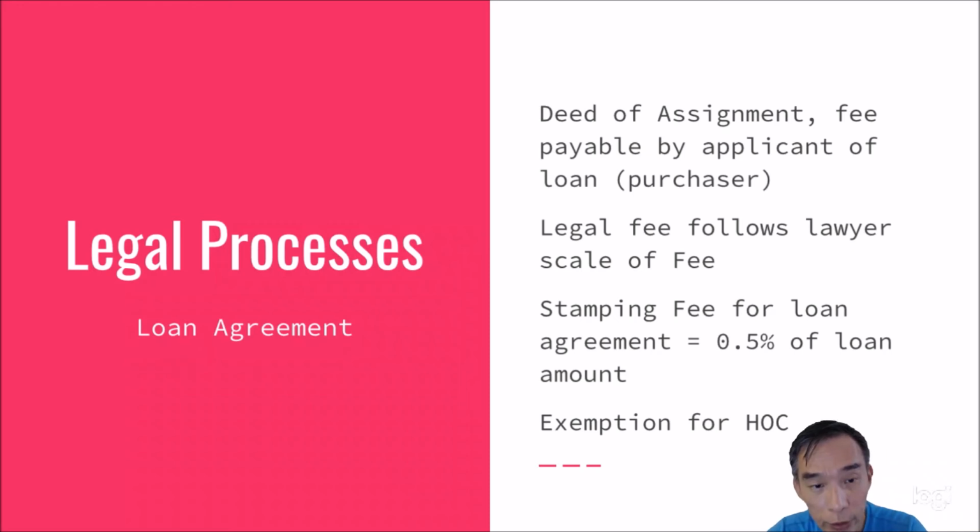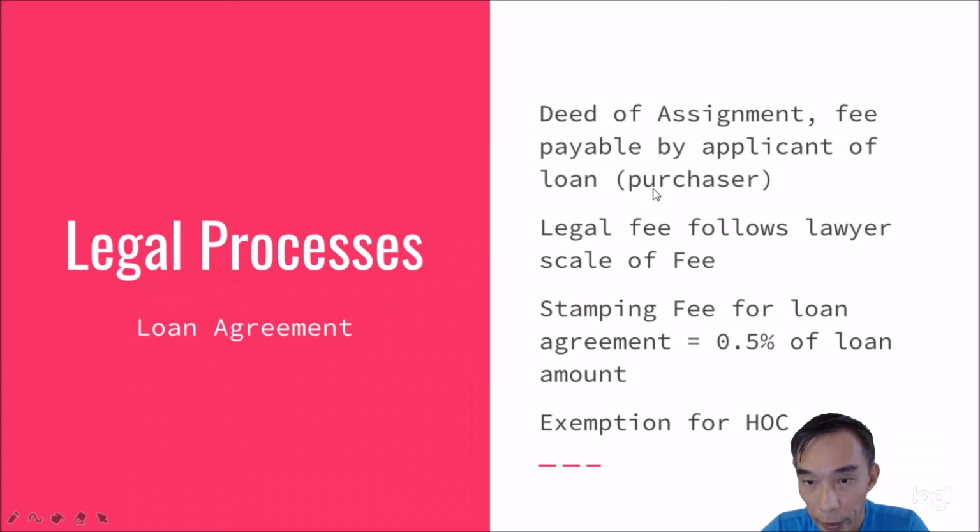So, legal processes in a loan agreement. This part I just want to go through quickly because we have gone through it in the earlier chapters, likely in the purchaser chapter as well as the developer chapter. Legal processes: deed of assignment, fee payable by applicant, loan purchaser. When the purchaser goes to the bank, the purchaser will have a separate loan agreement with the bank.